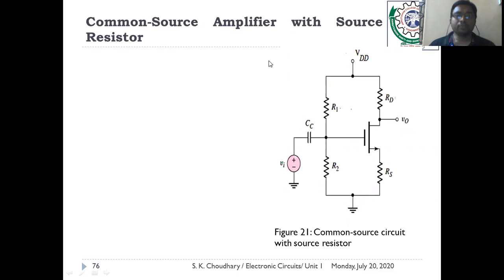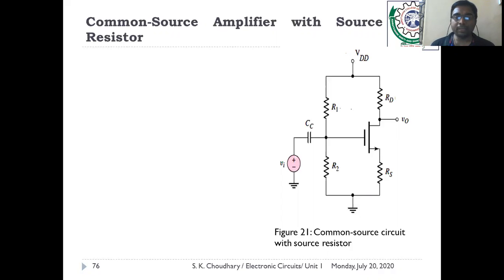So today we are going to learn the topic common source amplifier with source resistor. In the last lecture, we learned the common source amplifier without source resistor, and we saw the detailed analysis of that circuitry. We found the voltage gain, input resistance, and output resistance. Now, a similar kind of analysis will be performed for the given circuit.